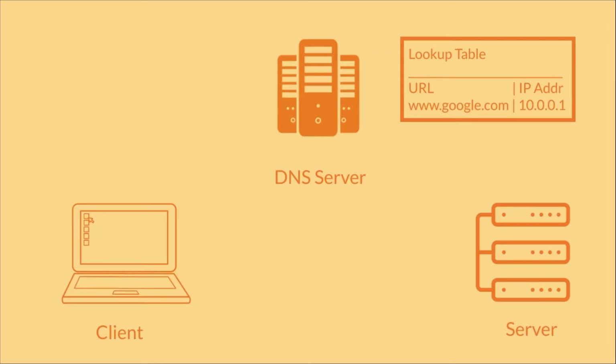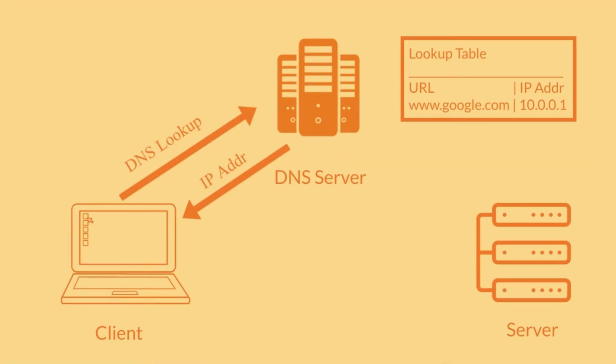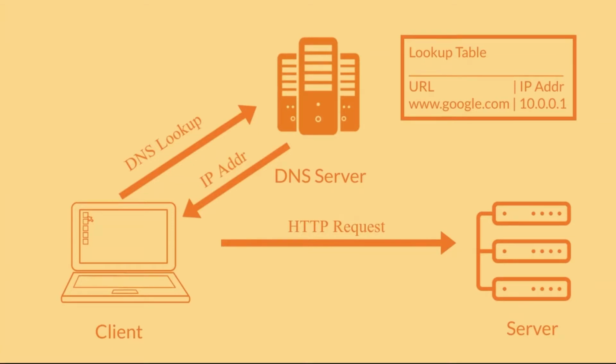So when you enter the URL in the browser window, the client will request the DNS server with the entered URL. The DNS server will then convert the URL into the IP address and send it back to the client. Then the client sends an HTTP request to the server using the IP address. HTTP stands for Hypertext Transfer Protocol, which is like a language between two machines where the client requests a particular web page from the server and the server responds back by giving the web page to the client.